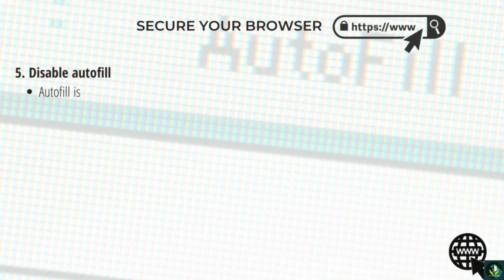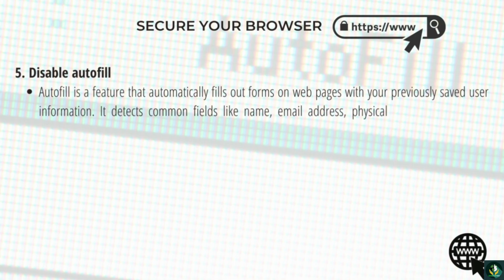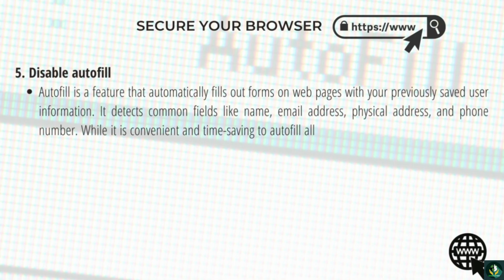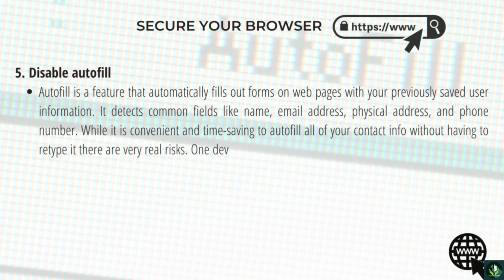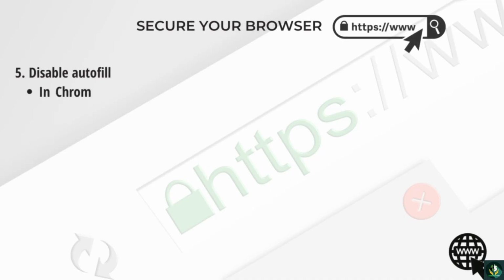5. Disable autofill. Autofill is a feature that automatically fills out forms on web pages with your previously saved user information. It detects common fields like name, email address, physical address, and phone number. While it is convenient and time-saving to autofill all your contact information without having to retype it, there are very real risks. One developer has even published a simple phishing example on GitHub to show how easily your personal information can be exploited.